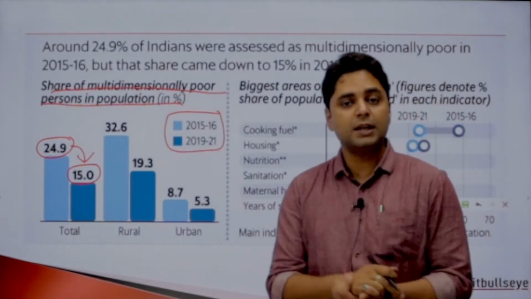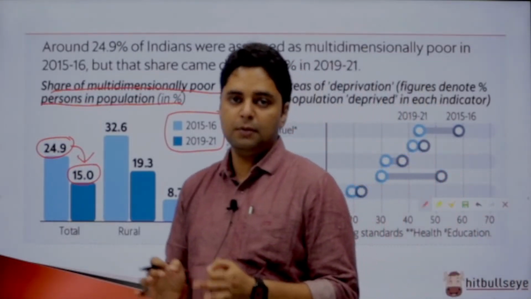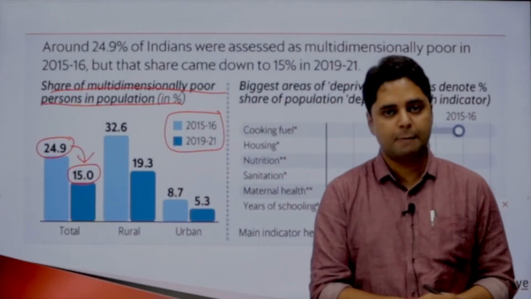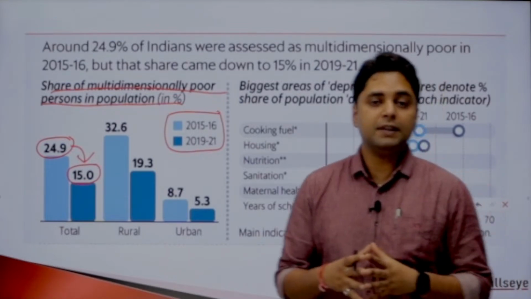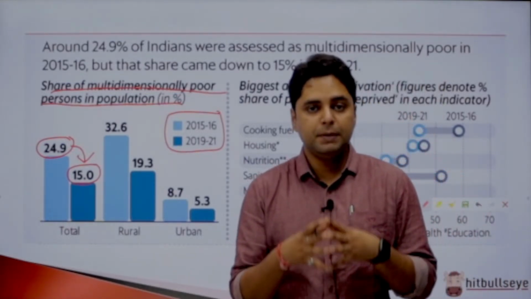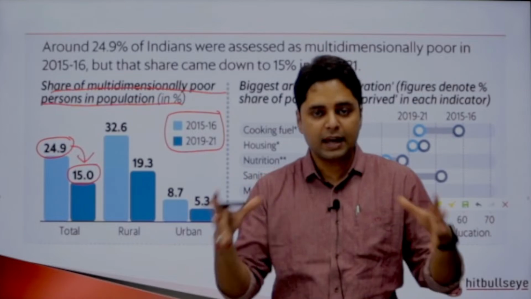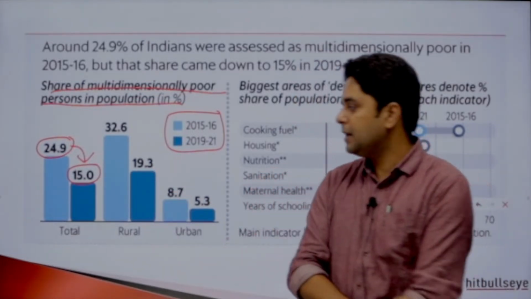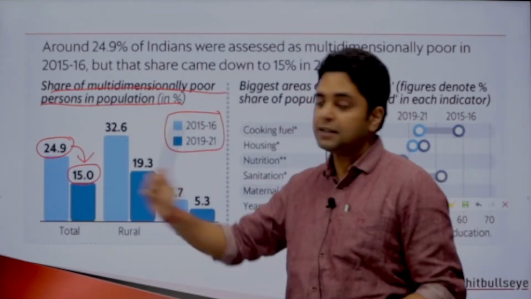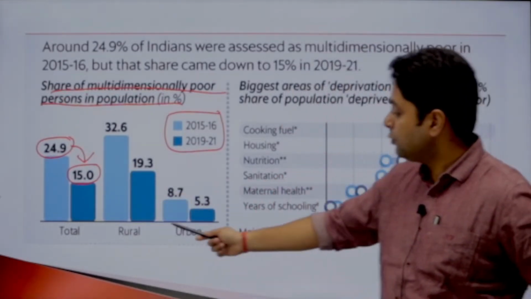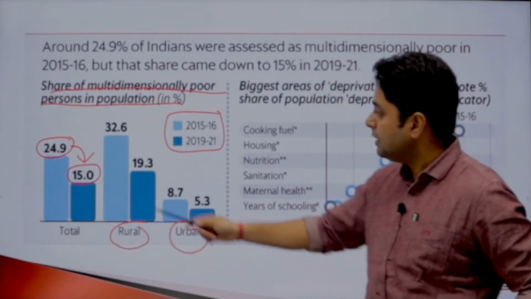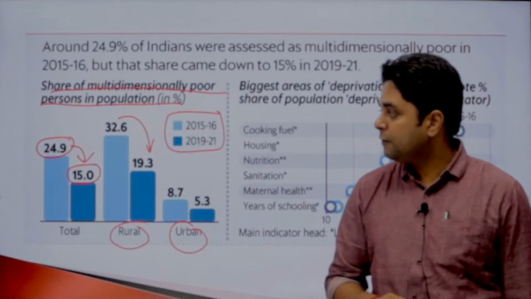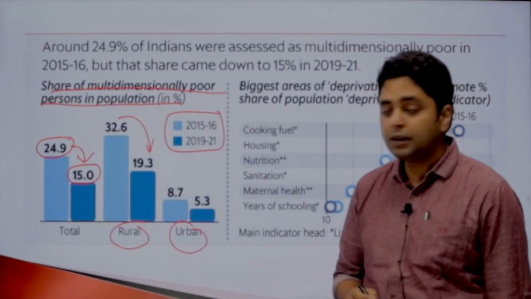तो पूरे इंडिया में 2015 में 25% लोग पुअर थे, मल्टी डायमेंशनली पुअर थे, और अब 15% से भी कम रह गए हैं, which is a huge achievement given the fact that India has been home to the highest absolute number of poor people in the world. पर अब शायद ऐसा नहीं कहा जा सकता, अब ये नंबर काफी कम हो गया है, 25% से हम 15% पे आ गए. और अगर हम रूरल और अर्बन एरियाज का कंपैरिजन देखें तो रूरल एरियाज में 32% से हम 19% पे आ गए हैं, which is like 13% reduction.